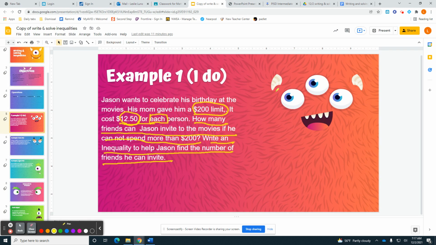Sorry. So this is the first problem on your notes. I was just making sure it wasn't on your independent practice. Sorry, guys.